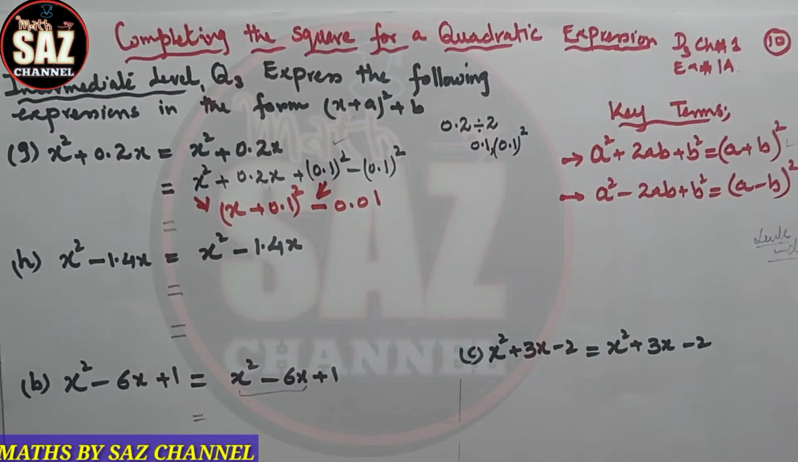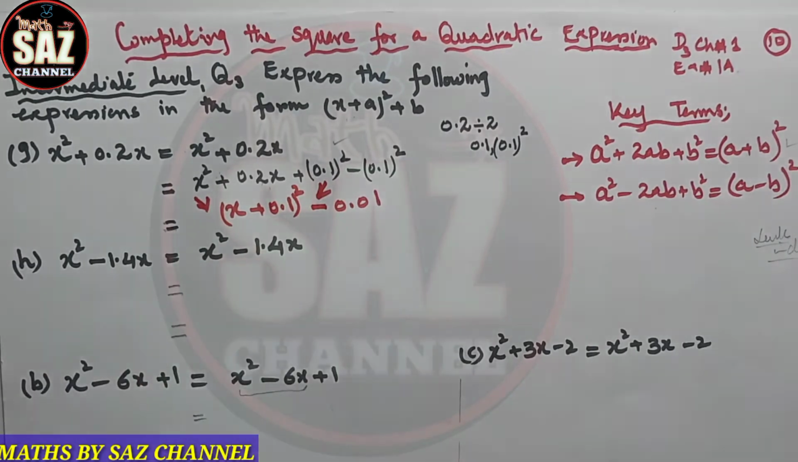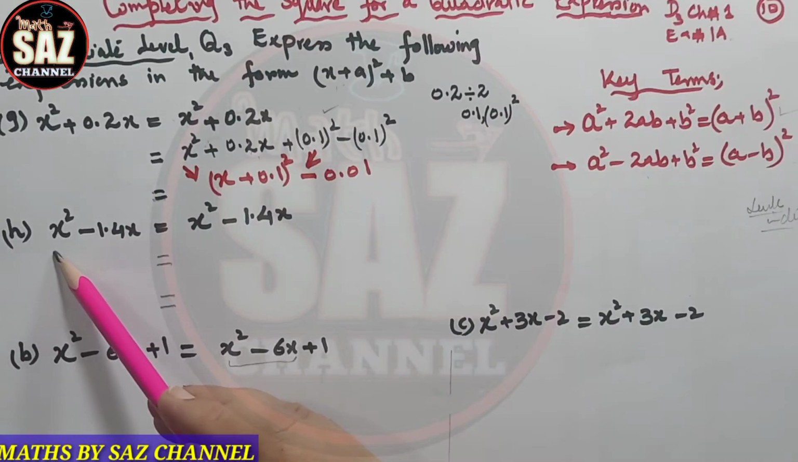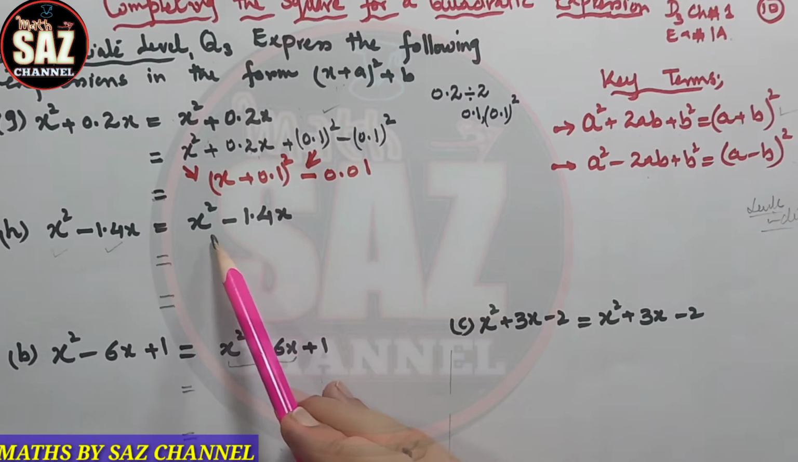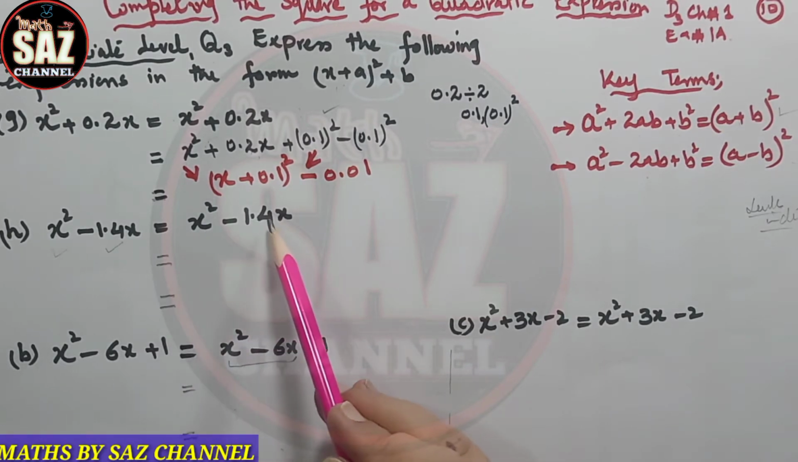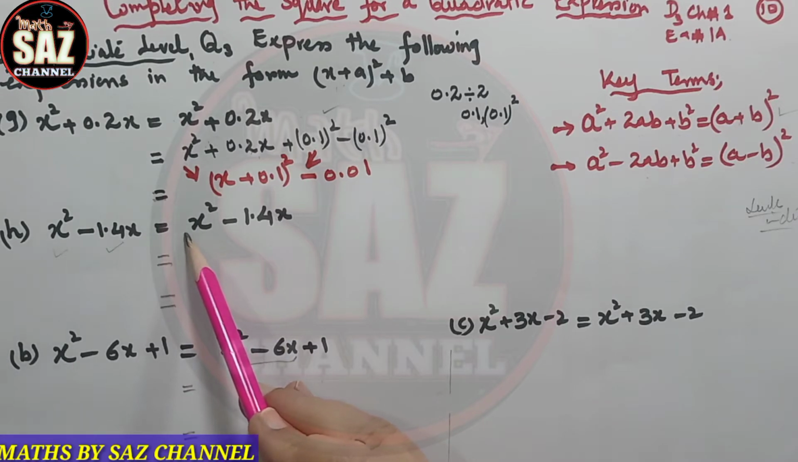Here you should have command on mental maths and calculations for better understanding of the lesson. Coming to the second part of the question, x square minus 1.4x. Given expression is in standard quadratic expression form with the coefficient of the square term 1.